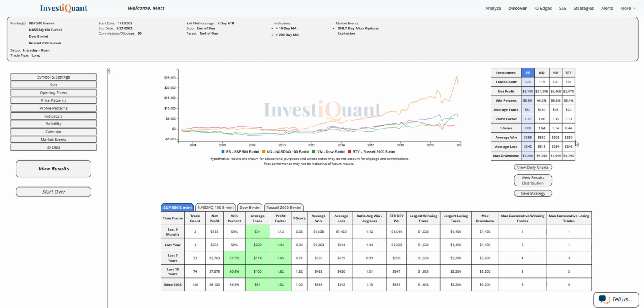So historically speaking, I don't see a huge difference in average moves here, and win rates on them are a little bit skewed towards the upside, with NASDAQ being the strongest of the group. 66% of those have closed above the open on that day after options expiration day.